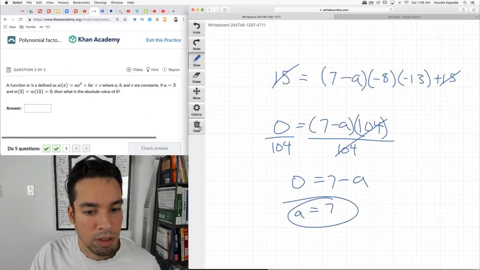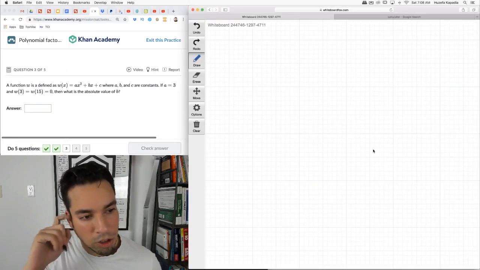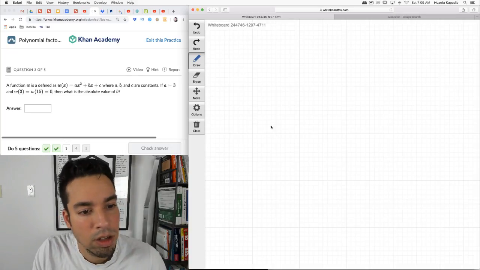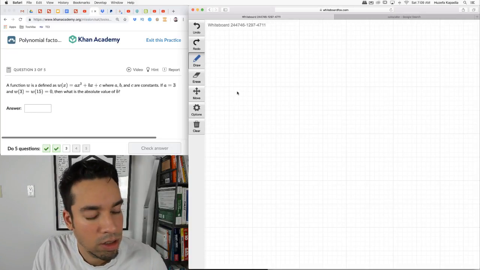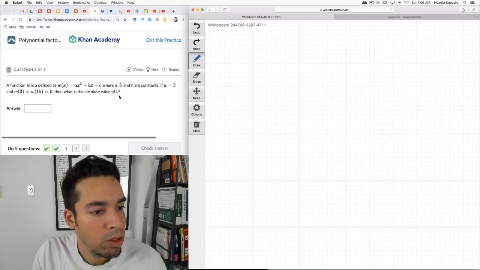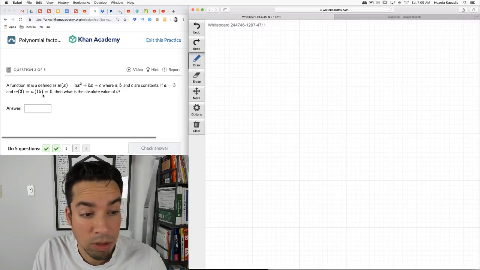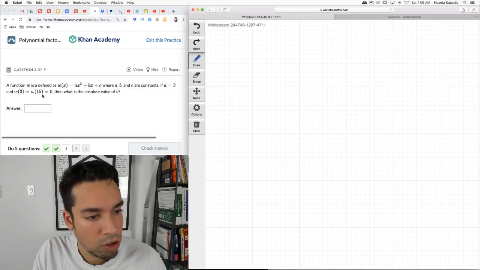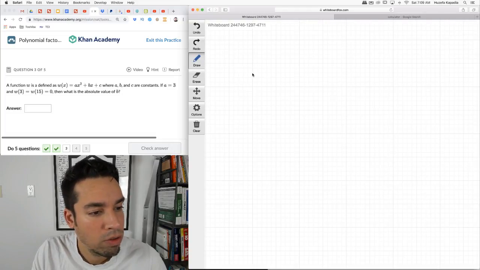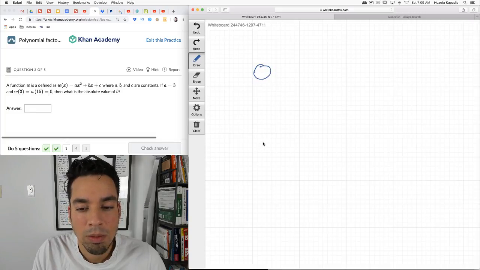All right, next. A function w is defined as this, where a, b, and c are constants. If a equals 3, okay, so I'm just going to plug and chug, and w of 3 equals w of 15 equals 0, strange. Okay, so what is the absolute value? Okay, so let's just plug and chug. So first of all, I know that w of 3 is 0. w of 15 is 0. So let's plug these in and let's try and figure this out.